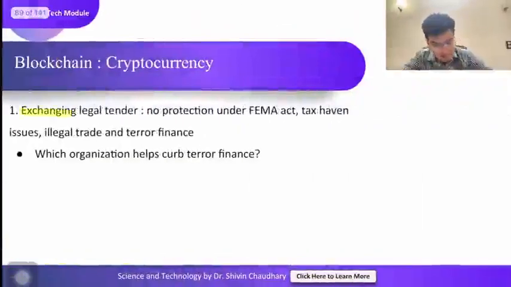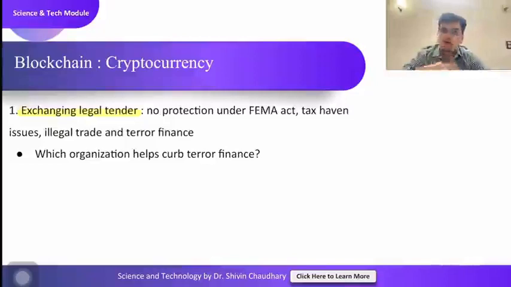Third thing is you exchange legal tender for cryptocurrency. You give them rupees and you will get cryptocurrency. Again, you will tax organizations and terror finance and illegal trade. You can't stop it because cryptocurrency is anonymous.